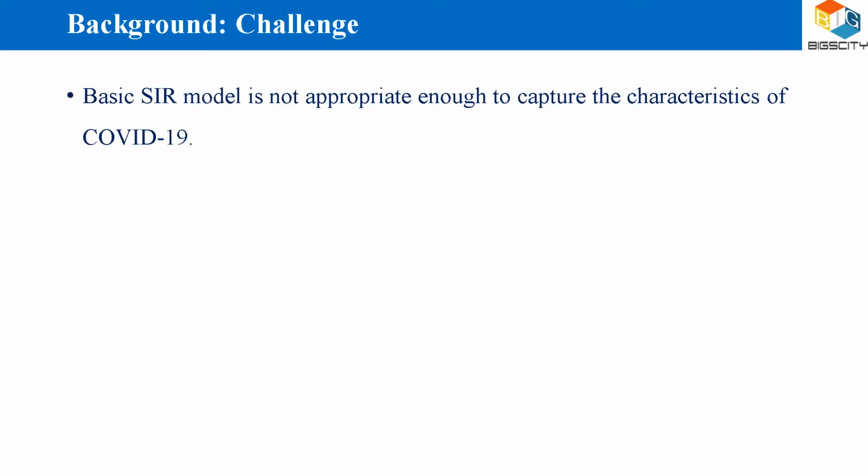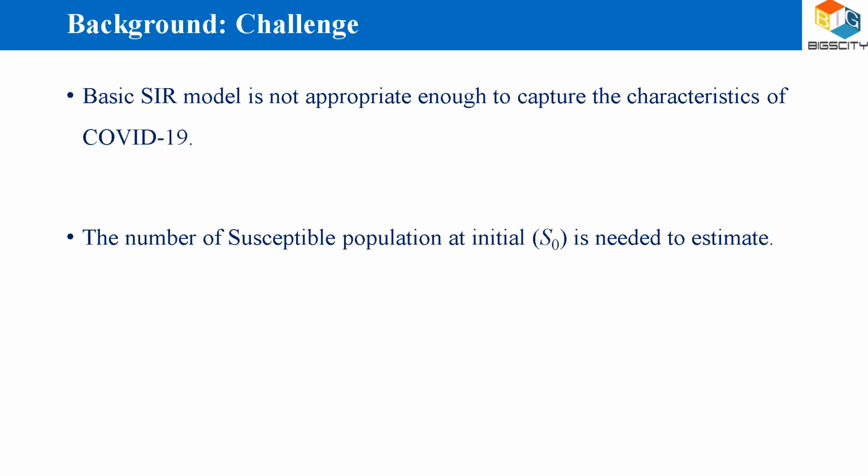However, modeling COVID-19 with the basic SIR model has three challenges. The first challenge is that the assumptions of the SIR model are not appropriate enough for the characteristics of COVID-19. For example, there are symptomatic individuals who don't get confirmation in time, and not all the infected patients can be quarantined.